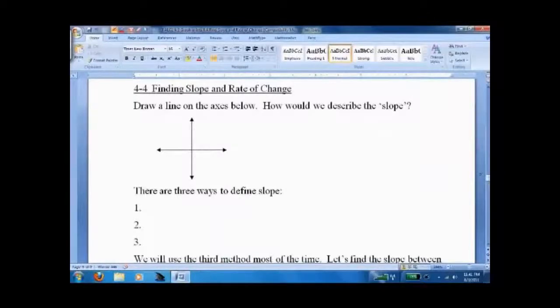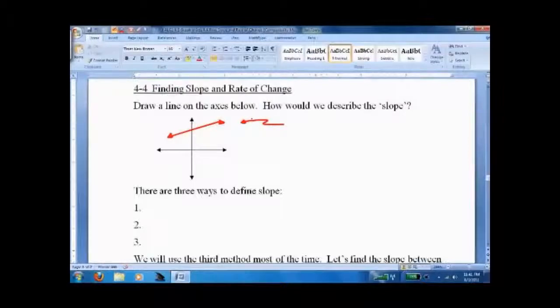Now we're going to get into graphing by what's called slope-intercept. The first thing we have to do is find slope, also known as a rate of change. So let's draw a line on the axis below. Let's draw one here. How would we describe the slope?